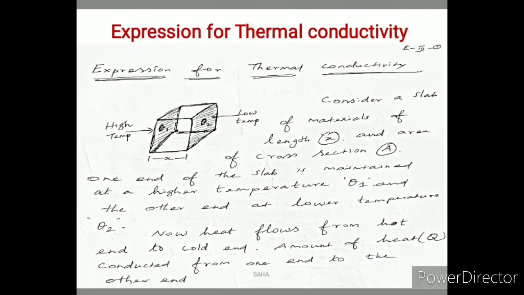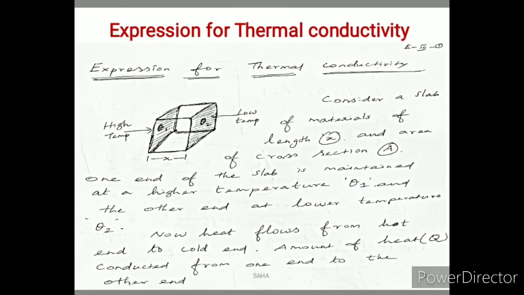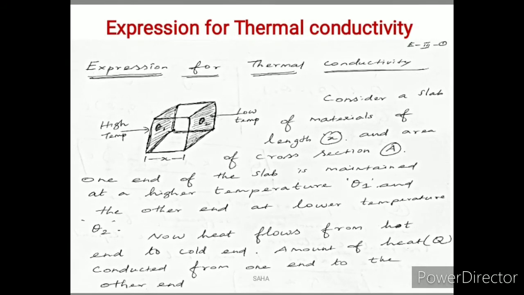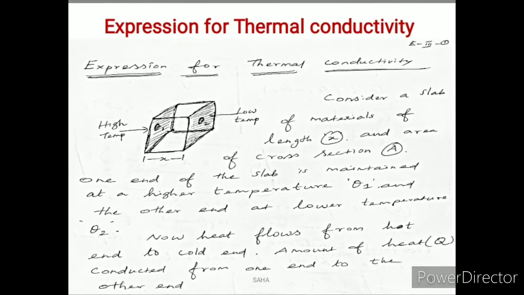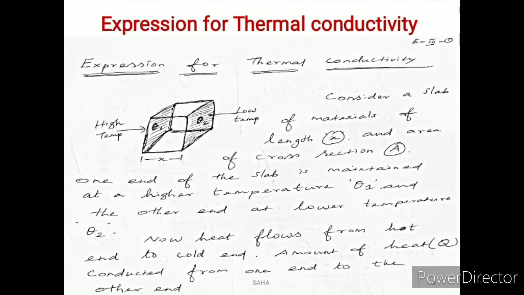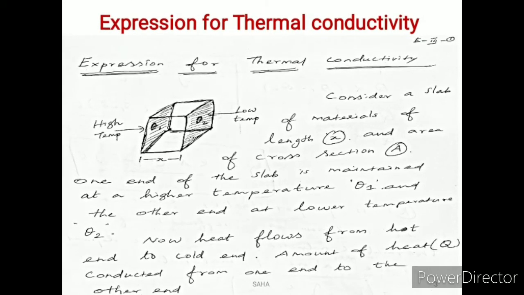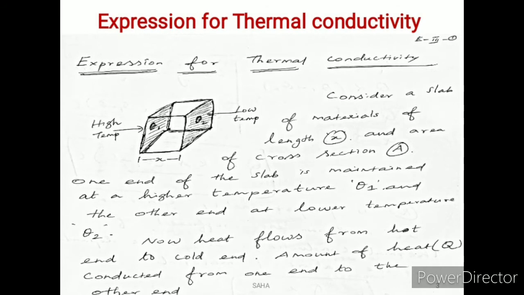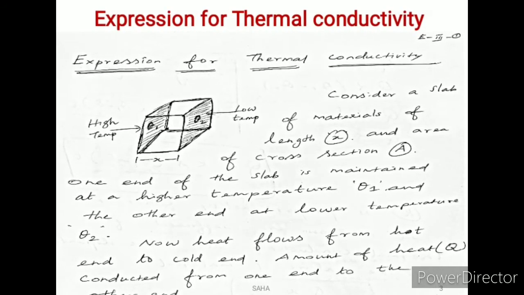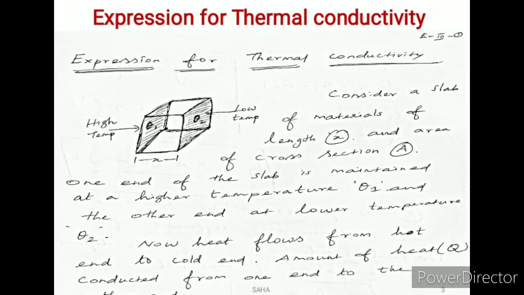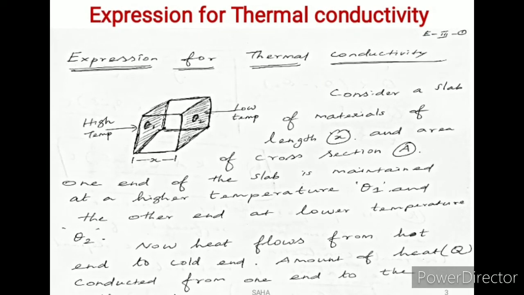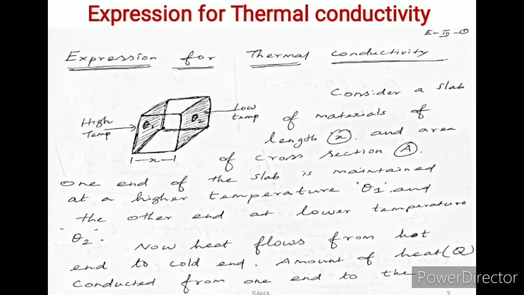Expression for thermal conductivity. Consider a slab of material of length x and area of cross section A. One end of the slab is maintained at a high temperature, the value is theta 1, and the other end of the slab is at a low temperature, the value is theta 2. Now the heat flows from the hot end to the cold end. The total amount of heat conducted from one end to the other is capital Q.